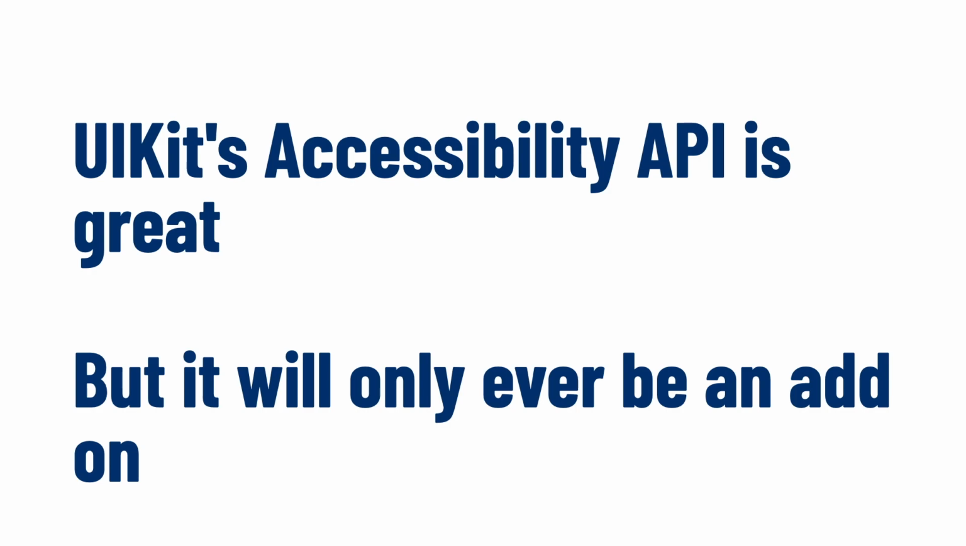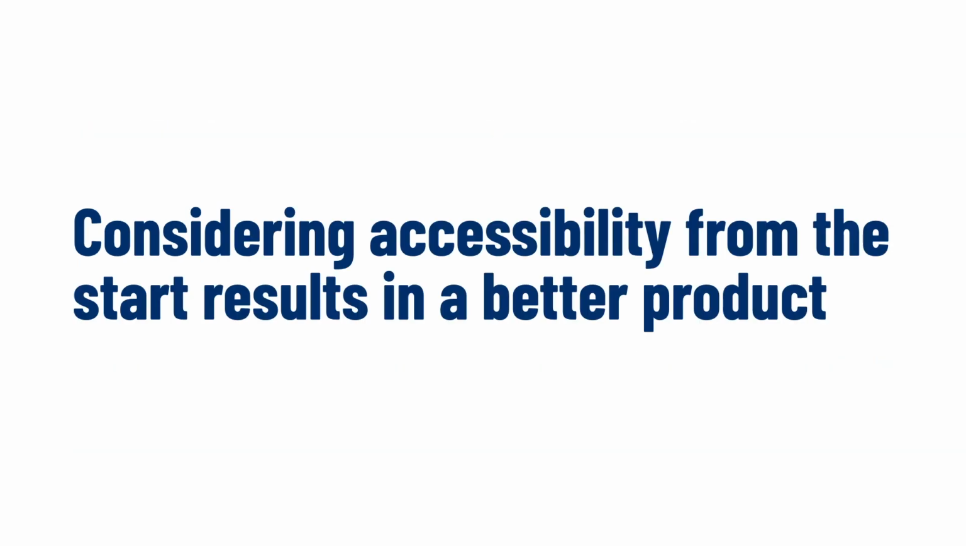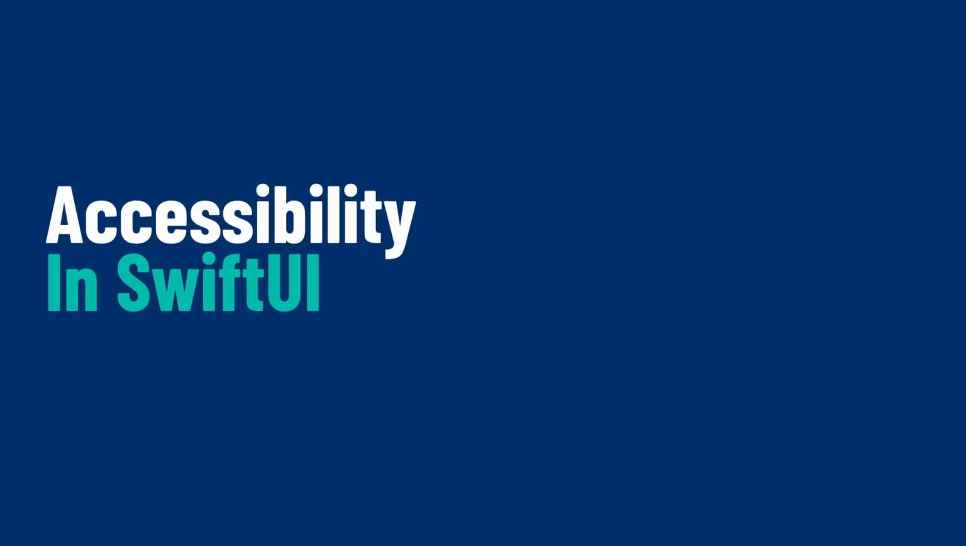UIKit's Accessibility API is great, but it will only ever be an add-on, because it was something that wasn't considered when iOS was first built. Considering accessibility from the very start results in a better product. And that's exactly why I want to talk about accessibility in SwiftUI right now.